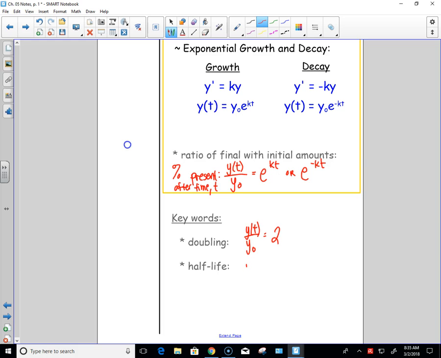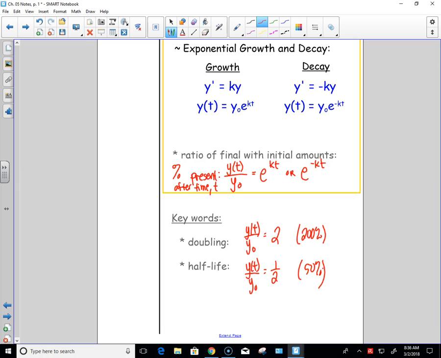For half-life, these are just common ones that you see in chem, half-life would be 1/2. I would assume in microbiology and stuff too, but anyway. Half-life, the ratio remaining would be 1/2, or you could say 0.5, which would be 50%, right? And we'll use those ideas also in just a second.